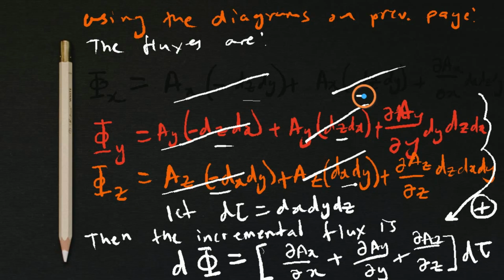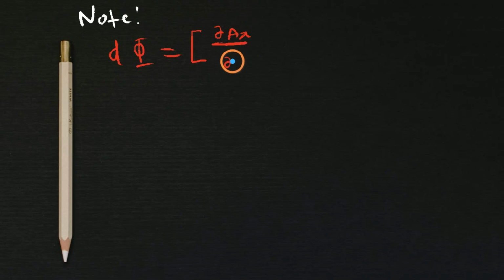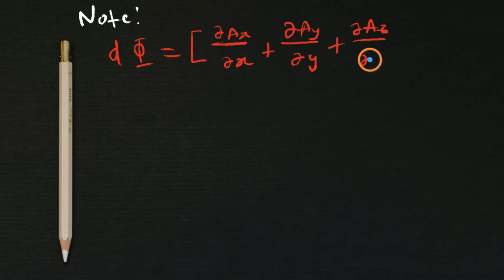So we can still proceed with our derivation. Now, we have to note something important. Perhaps I should rewrite the expression for d phi that we had. We said this was equal to the partial derivative of Ax with respect to x, plus the partial derivative of Ay with respect to y, and also plus the partial derivative of Az with respect to z. And of course, all this was multiplied by that element of volume d tau.